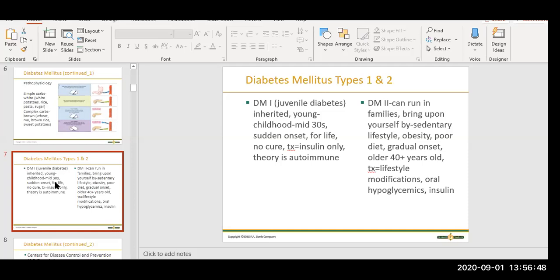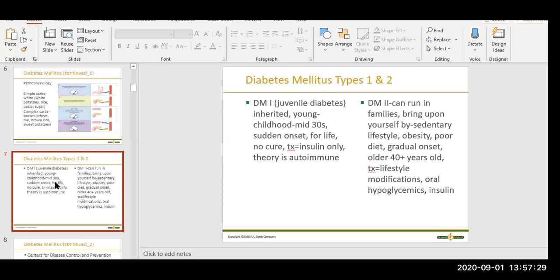And the theory is that diabetes mellitus type 1 is an autoimmune disorder. So your immune system attacks the pancreas's ability to make insulin and the cell's ability to accept the insulin delivering sugar. So in other words, the cell's sensitivity. So type 1 diabetes, young, sudden onset, boom, childhood to mid 30s. You have it for life. There's no cure. The only thing we can do is give you insulin and only insulin, and it is autoimmune.